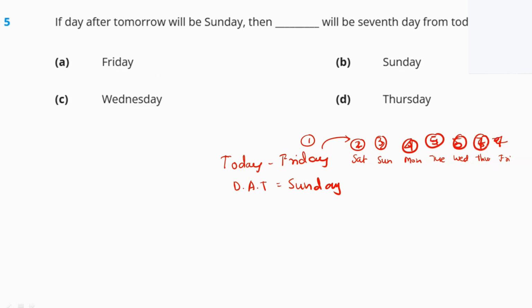So Thursday is our right answer. That is option D, because it is saying from today. So we have to count day one as Friday, which is today. Okay. So option D, that is Thursday, is going to be our right answer.